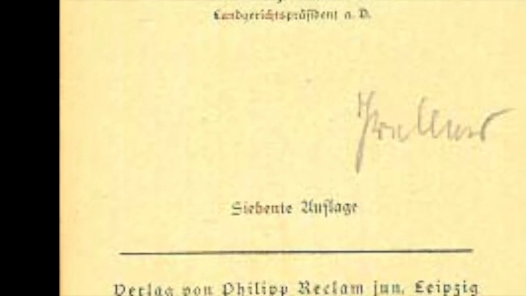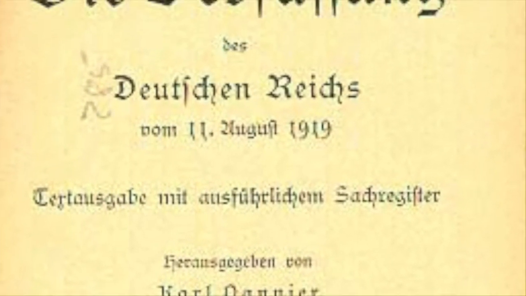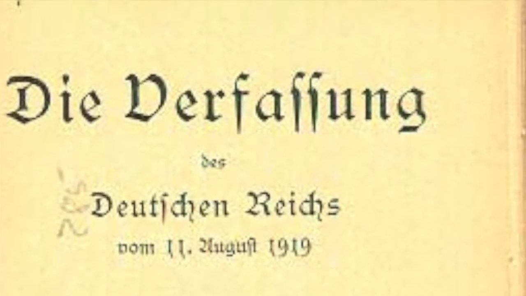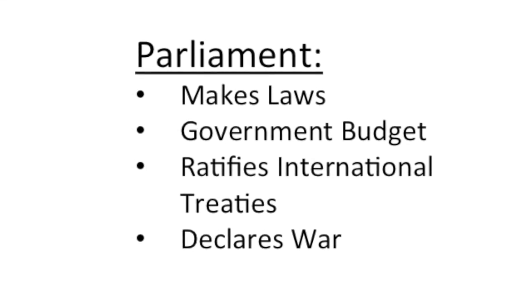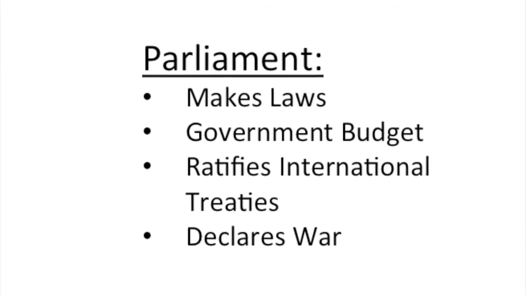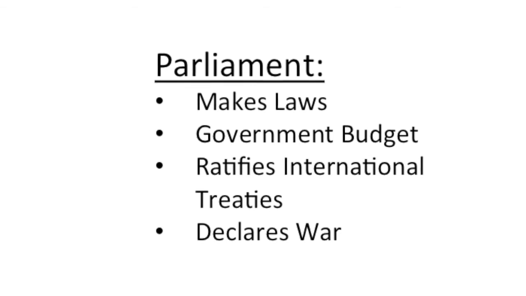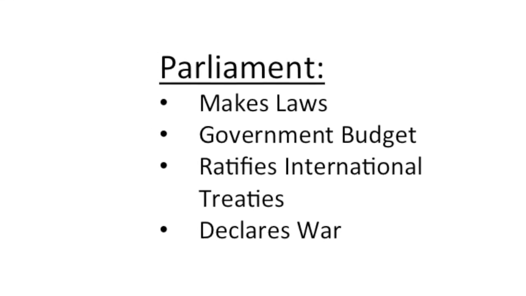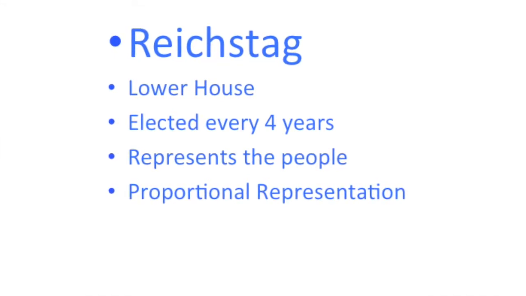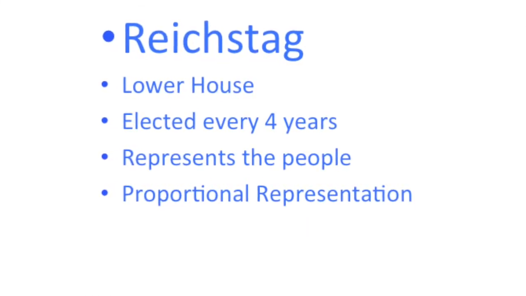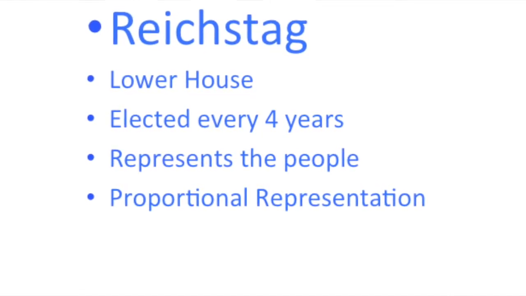This was the first ever democracy in Germany, and the National Assembly designed it to blend the European parliamentary system with the American presidential system. After this new constitution was written, the government of Germany was completely different. Basically, it had the basic body of government, or parliament, which could make laws, set the government budget, ratify international treaties, and declare war. There were two parts of parliament, the first part being the Reichstag, or the lower house. It was elected every 4 years and it represented the people, by proportional representation, sort of like the House of Representatives in the United States.